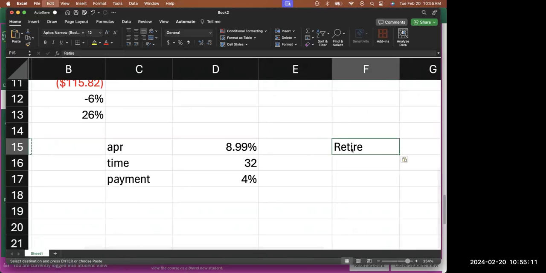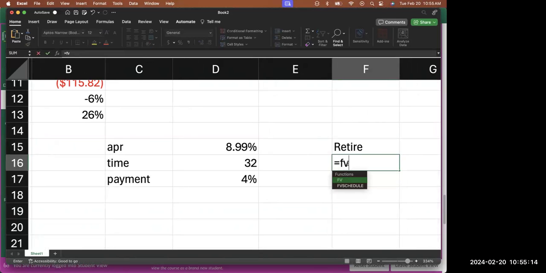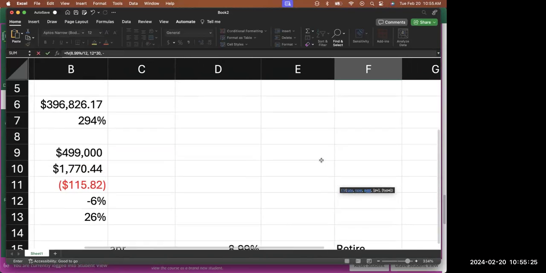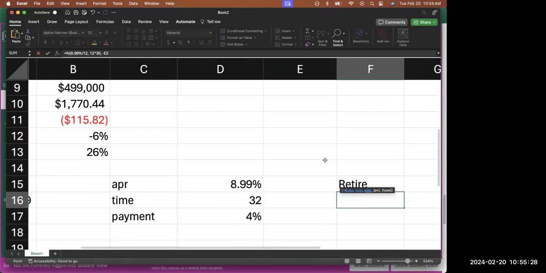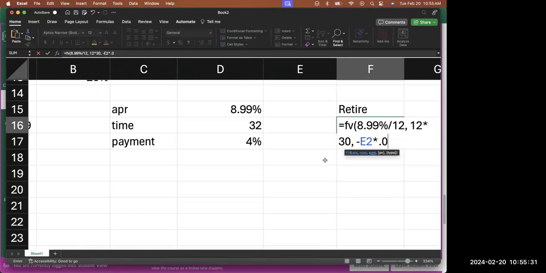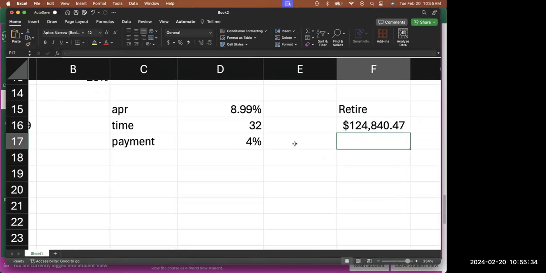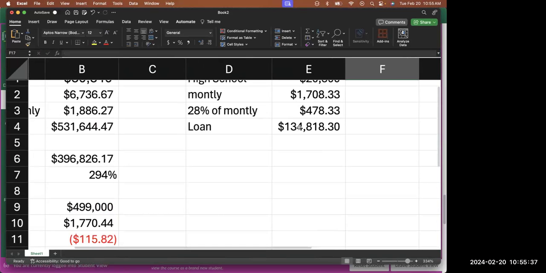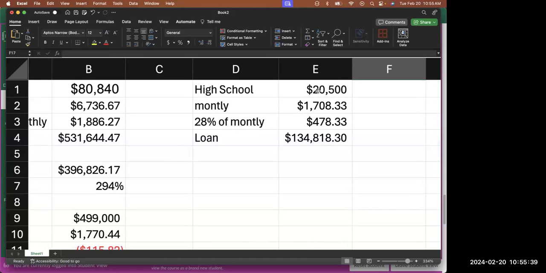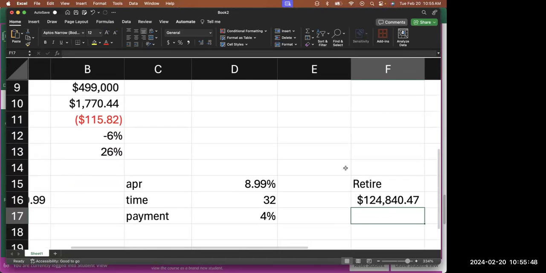Now, what would I expect for the high school graduate to have? Well, FV 8.99% divided by 12, 12 by 30, minus 4% of their monthly income, monthly times 0.04. That's what they'll have. Now, again, please recall, I'm not giving you the answers for the high school student. This should be 22,500. Okay, so it's off. Please note that your numbers will be different when you actually do your project.